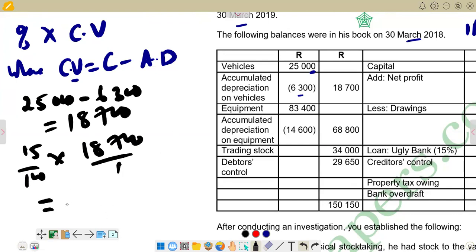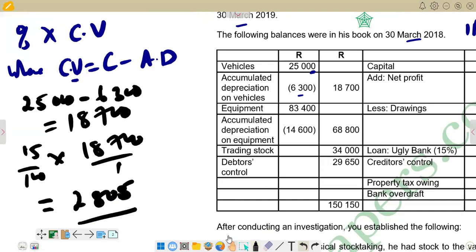Obviously, when we calculate this, let's see what we get there. Then we multiply by 0.15. You are going to get 2,805. So here we got 2,805. This is the depreciation for the year for vehicles.